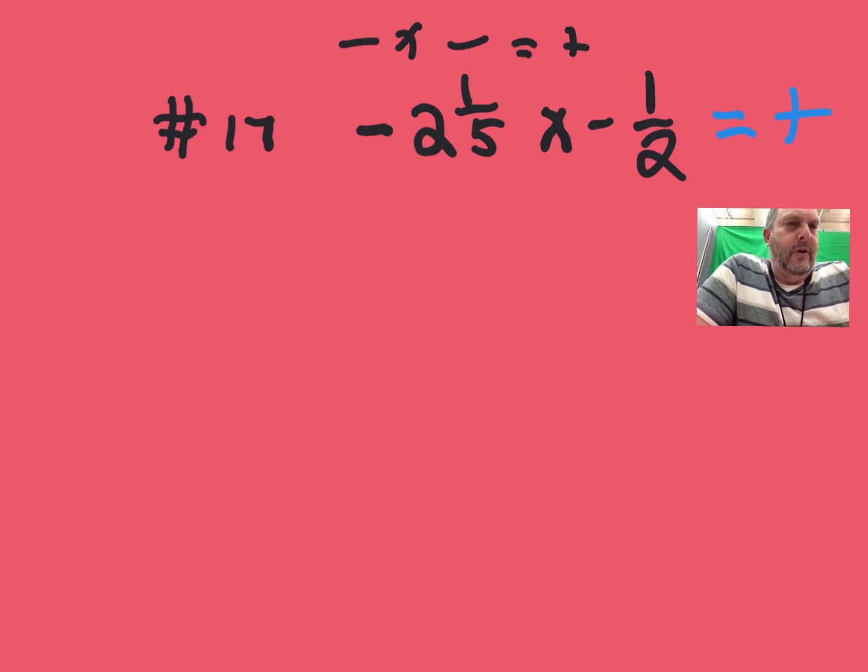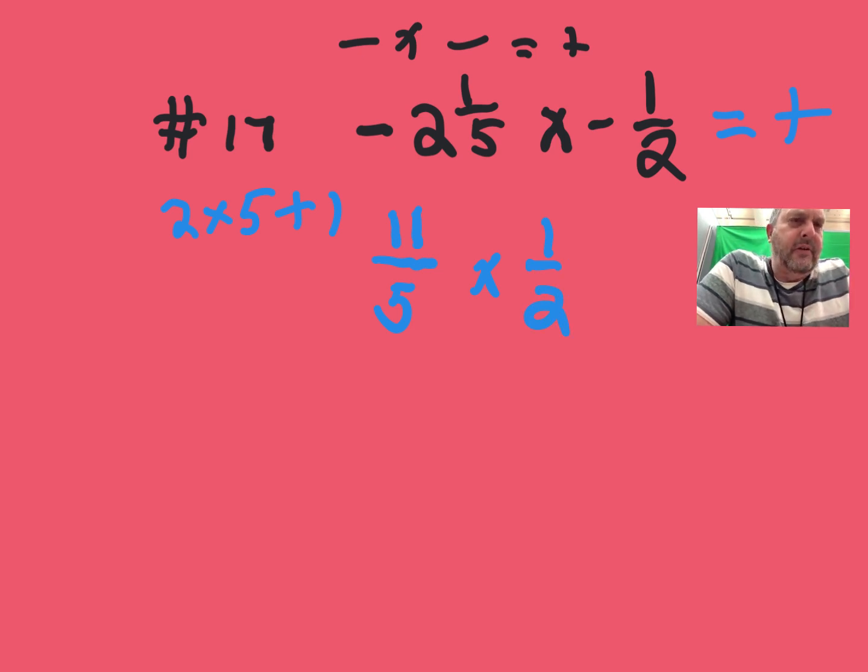All right, before I start multiplying, I need to change that mixed number into an improper fraction. So to do that, I'm going to do 2 times 5 plus 1. 2 times 5 is 10, plus 1 more is 11. So here's what I have now. I have 11 over 5. And remember, I'm just dropping my negative signs because I know that a negative times a negative is a positive. Times a 1/2. I don't have to change anything there.